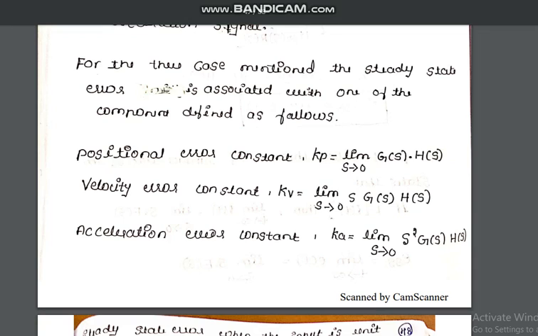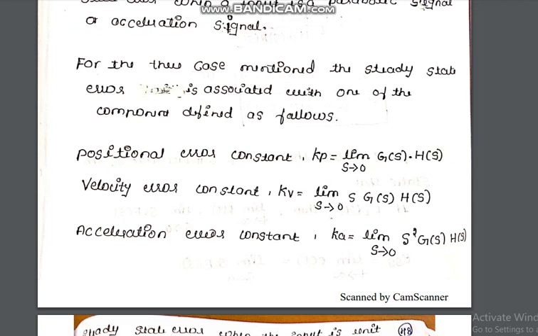In the first term, Kp is equal to limit s tends to 0 of G(s)H(s). Here it is s to the power 0, since the s term is not there, so it is 1. So it is a type 0 system.